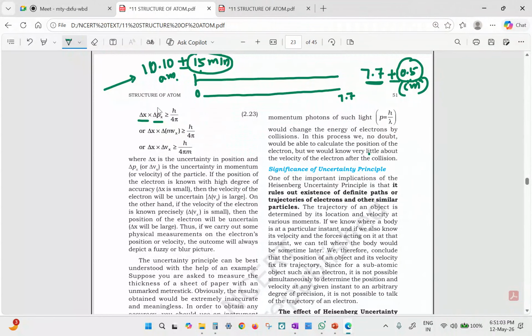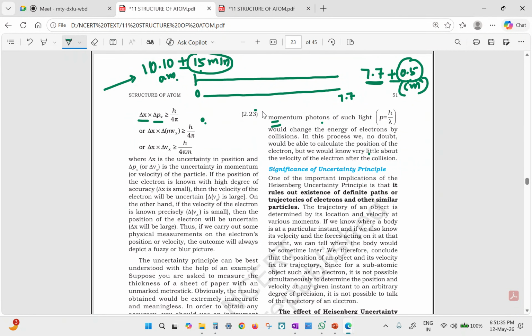Similarly, when an electron is moving, where is it from the starting point? It should be at a distance of, let us say, some 6 centimeters, plus or minus del x. So del x is the uncertainty associated with the measurement of position. It's not the position itself. It is the uncertainty associated with the position of the electron.